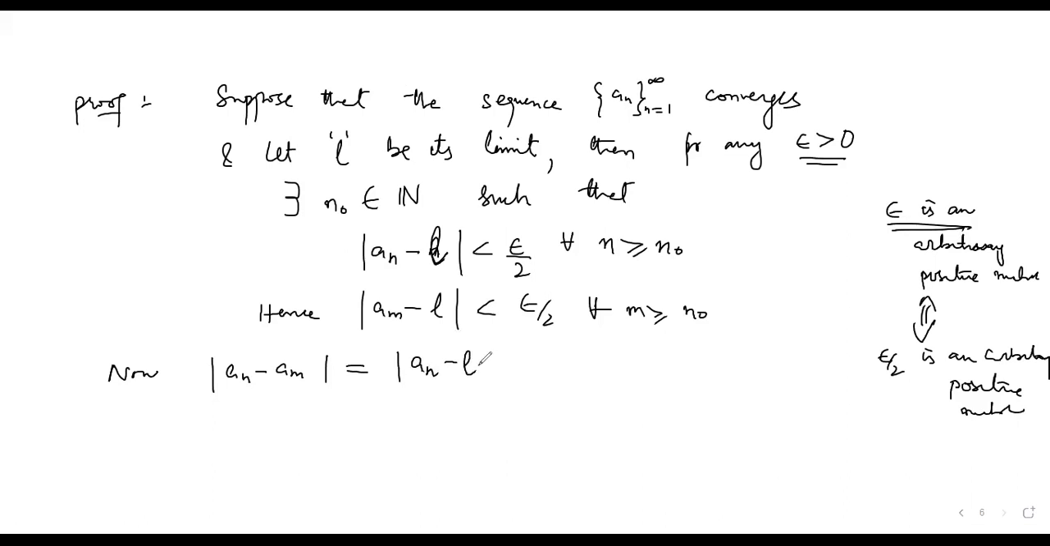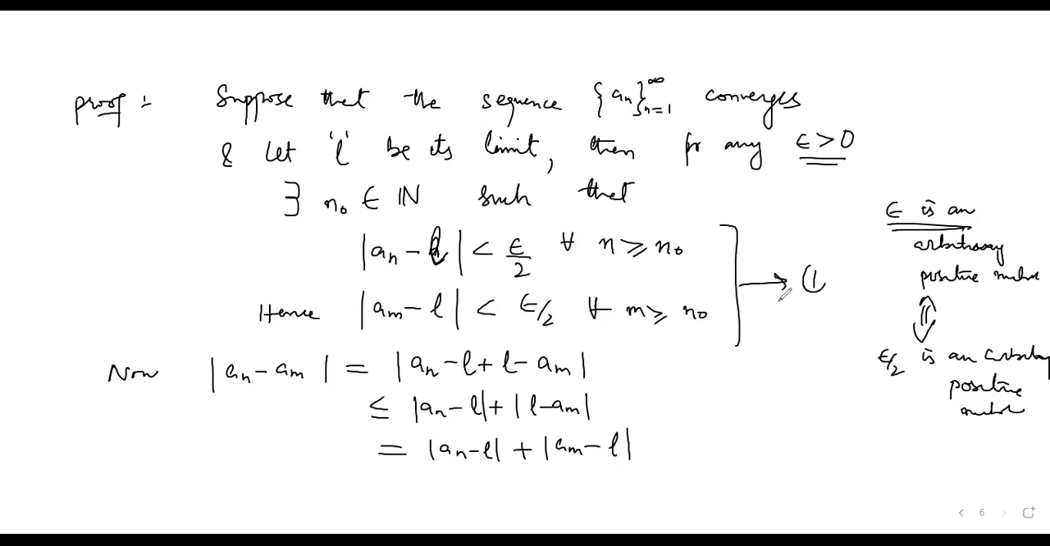I can write it as a_n − L + L − a_m. Okay, L will cancel. Now this, by the triangle inequality, is less than or equal to |a_n − L| + |L − a_m|, which is the same thing as |a_n − L| + |a_m − L|. And if I use this one equation, this is clearly less than epsilon by 2 plus epsilon by 2 for all n, m bigger than or equal to n naught.